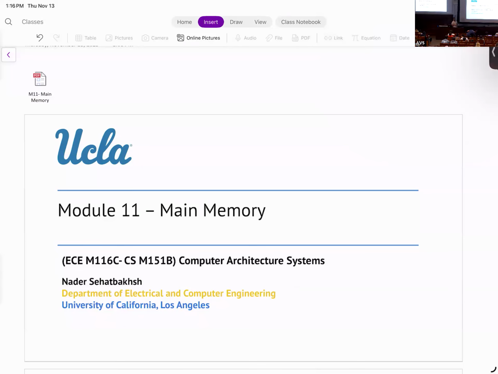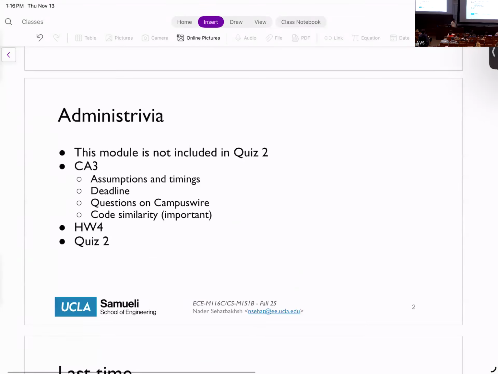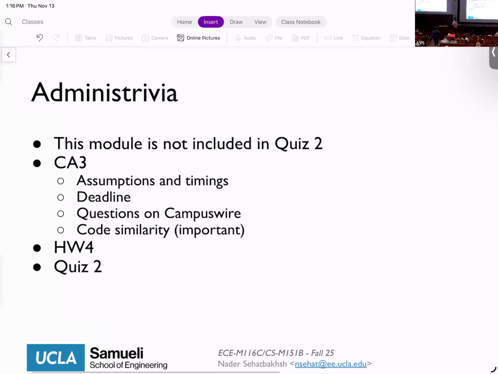All right, so we're going to go one step down and talk about main memory. A few things. This is where we stop for quiz 2. Whatever I said in the first half of this class was included in quiz 2. But starting this module, this is not going to be included in quiz 2. It's going to be included in quiz 3.